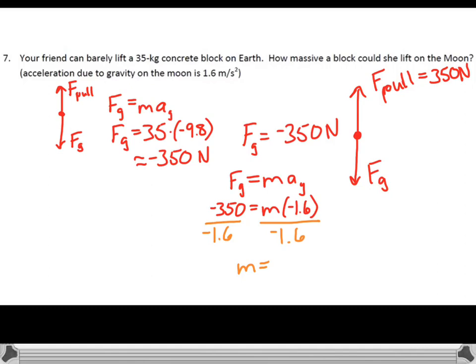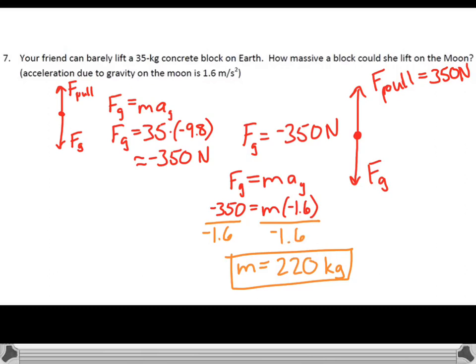350 divided by 1.6, 218. Okay, but if I want to keep accurate track of my significant figures, this has two significant figures, that has two significant figures, so my mass also needs to have two sig figs. So I would actually write this as 220 kilograms. Alright, so on the moon, she is able to barely lift a mass of 220 kilograms.